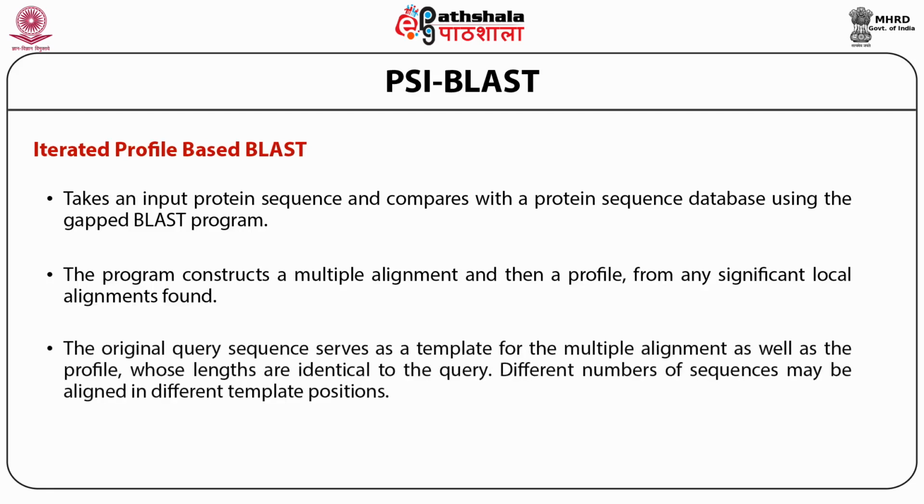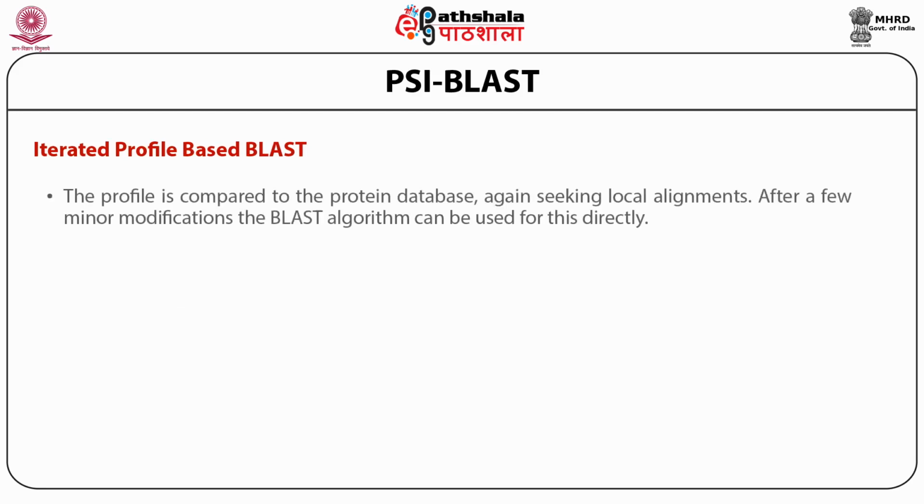So the original query sequence serves as a template for the multiple alignment as well as the profile, whose lengths are now identical to the query. You make the profile out of the local alignments which are returned by BLAST. Having made that profile, you can then use it to search the protein database seeking new local alignments. Doing all this, it turns out that you don't need to change the original BLAST algorithm very much. Small changes, tweaks here and there, and it does it.